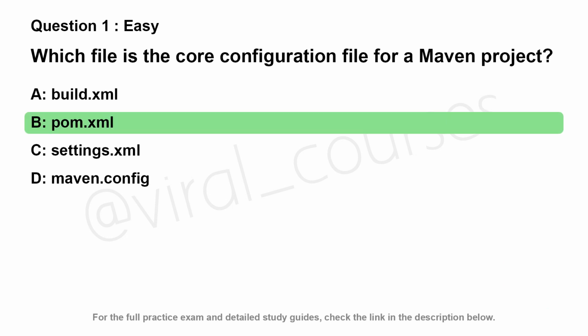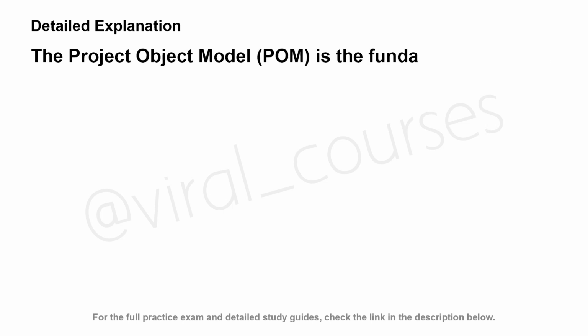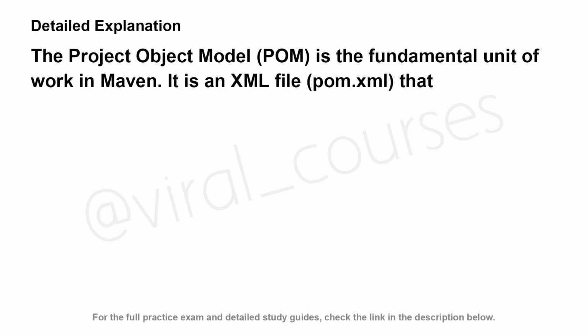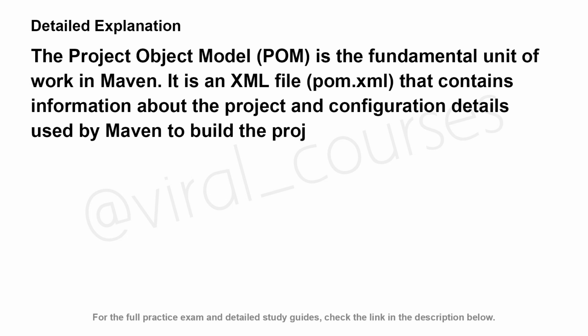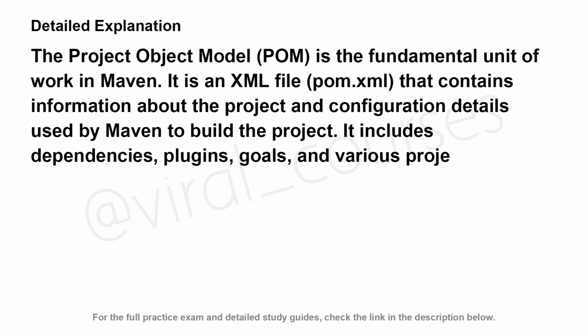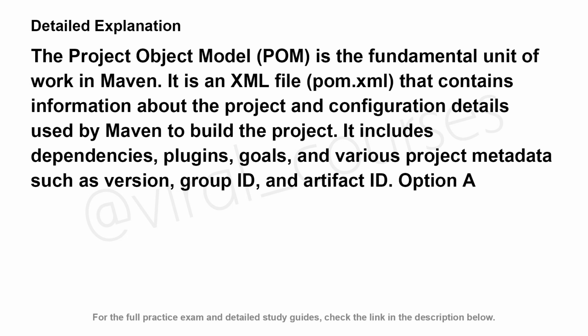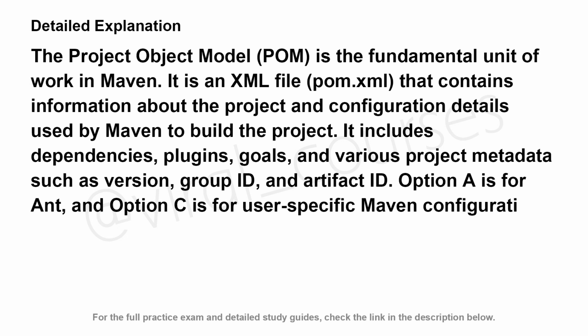The correct answer is B. The project object model, POM, is the fundamental unit of work in Maven. It is an XML file, POM.xml, that contains information about the project and configuration details used by Maven to build the project. It includes dependencies, plugins, goals, and various project metadata such as version, group ID, and artifact ID. Option A is for Ant, and option C is for user-specific Maven configuration, not project-specific.